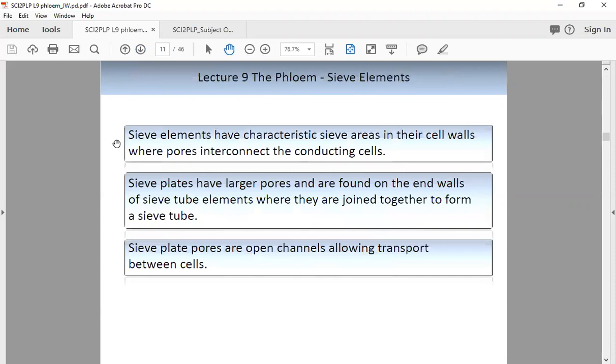All right, let's recap. Sieve elements have characteristic sieve areas in their cell walls where small pores interconnect adjacent sieve element cells. The sieve plates that we find on either end of the cells have larger pores, and they're found on the end walls. Sieve plate pores are simply open channels. They're not covered by any type of membrane, and these allow transport between each of the sieve element cells.